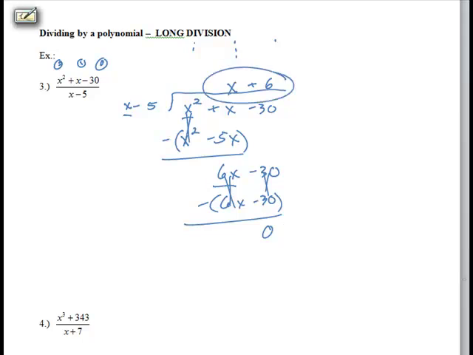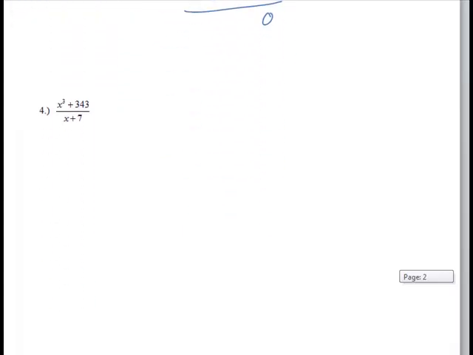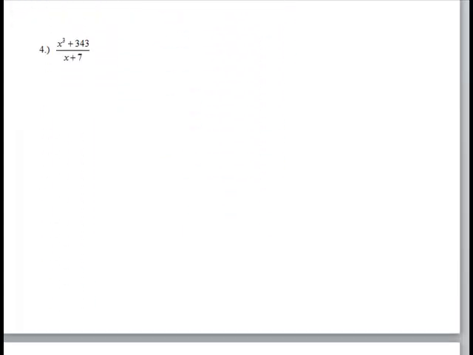Example 4. Dividing by a polynomial with more than one term, primarily a binomial, we have to use long division again, so that x plus 7 goes out in front.